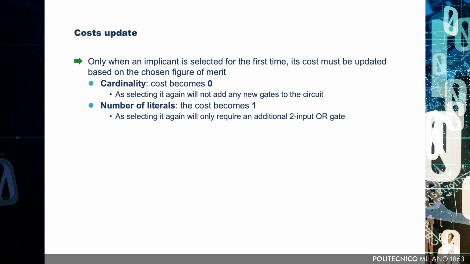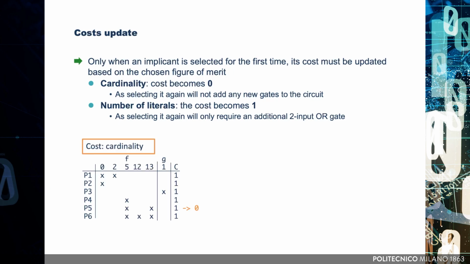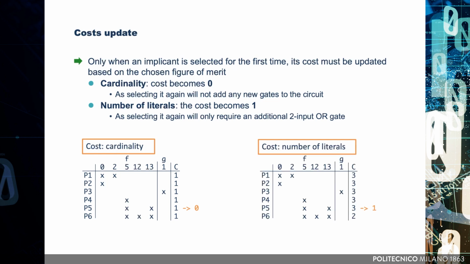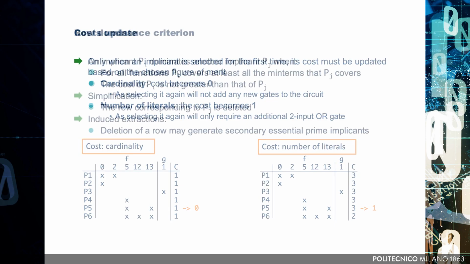In the case of the number of literals, the cost is updated from the number of literals to 1, since selecting the implicant again will only require one additional 2-input OR gate. Let's go back to the example where we selected implicant P5. If the cost function is cardinality, its cost changes from 1 to 0. If the cost function is the number of literals, its cost changes from 3 to 1.